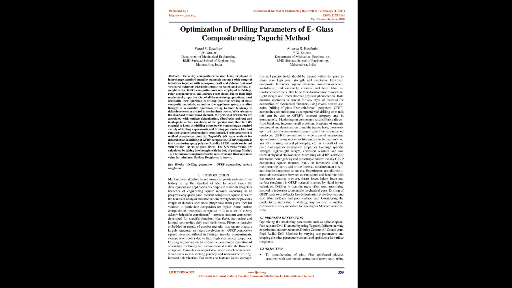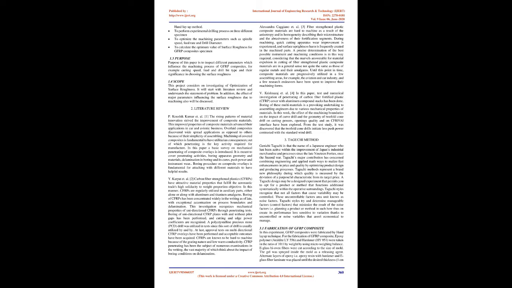Usually GFRP composites are prepared in laminated form by incorporating strong and brittle fibers as reinforcement and soft and ductile polymer as matrix. Experiments are conducted to establish correlation between cutting speed and feed rate with the specific cutting pressure, thrust force, damage factor, and surface roughness in GFRP material made by hand layup technique.